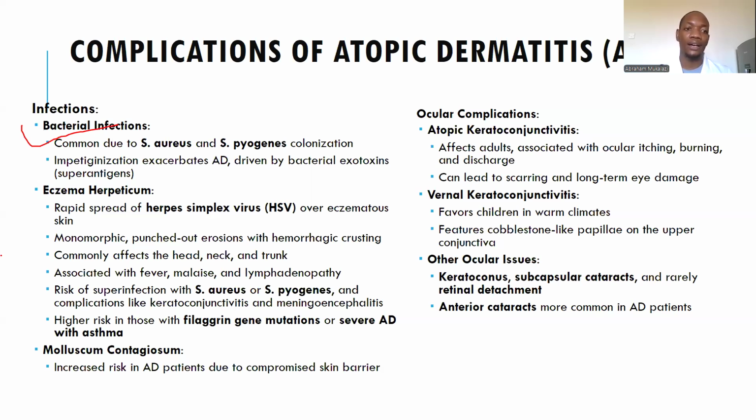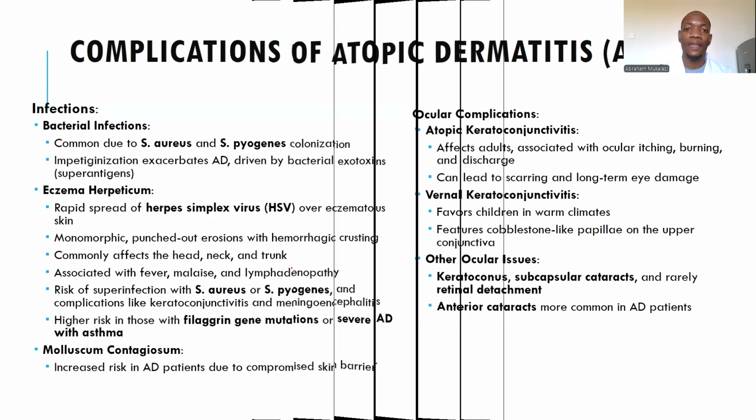Then you can also get eczema herpeticum, which is an exaggerated HSV infection. Instead of having vesicles localized in one dermatome, if the patient is atopic, they can end up having vesicles all over the body or a particular region, as you saw in the previous picture in the introduction. We can also have molluscum contagiosum becoming more disseminated because the body cannot fight it off. And other things like atopic keratoconjunctivitis can also come in as complications of atopic dermatitis.